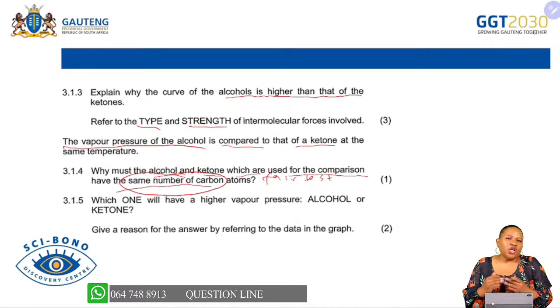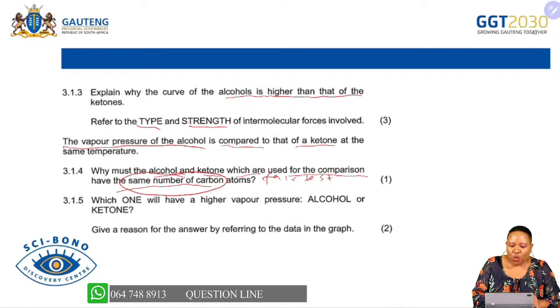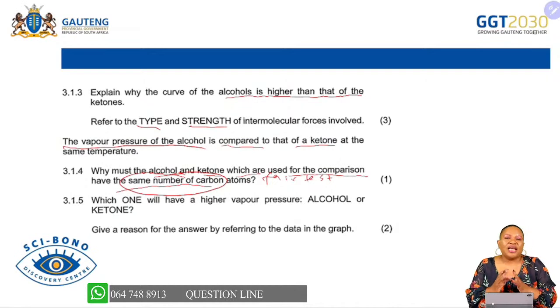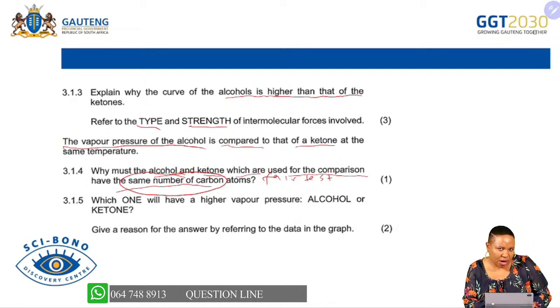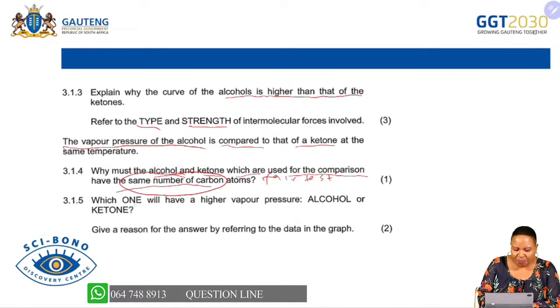So always we need to compare things with controlled variables. When you're controlling the variables, we are making sure that our tests become fair. Because of the fair test, alcohols and ketones will use the same number of carbon atoms whenever we are comparing them. And which one will have the higher vapor pressure, alcohol or ketones?